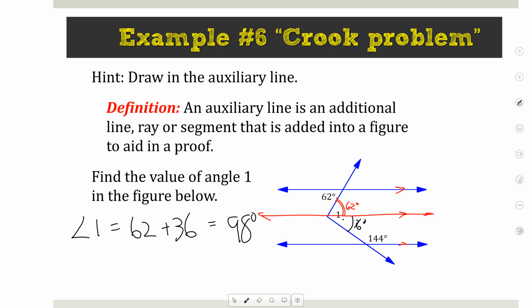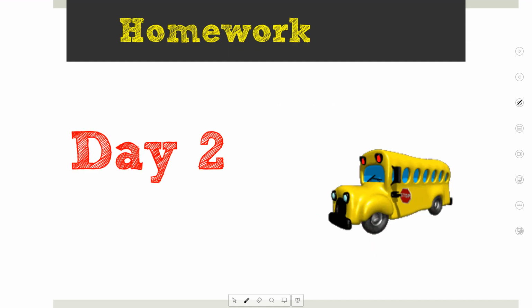So again, draw an auxiliary line through the crook. It splits that crook into two parts. Those parts are not equal. Either work from the top down or work from the bottom up. Find your angle measure. Bob's your uncle. You're good to go. Questions? All right, we don't see that a lot, but they do pop up every once in a while. In fact, you might see a problem that has multiple crooks. That'll be fun. Okay, we're done. Questions? We're good?